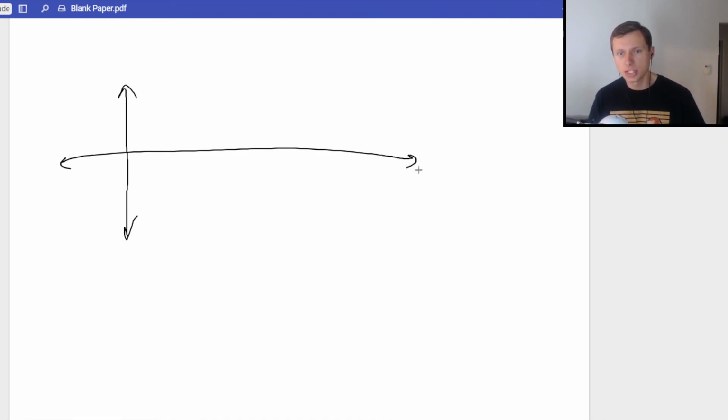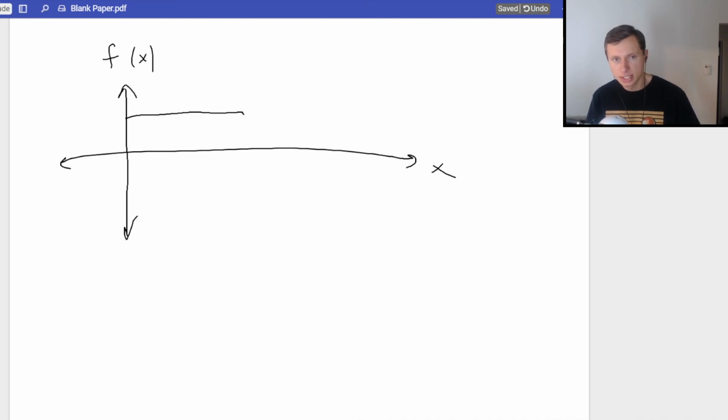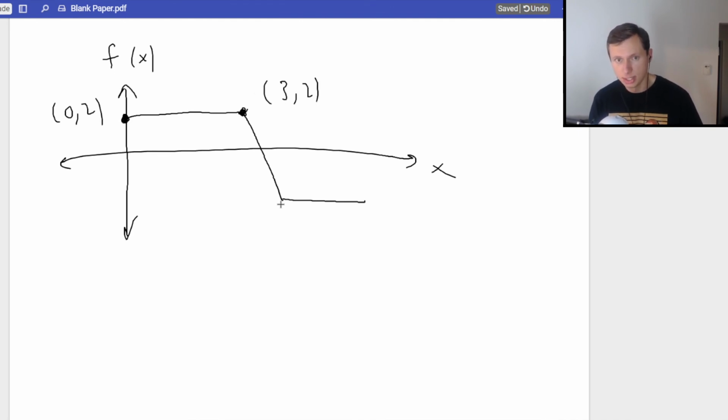So I have another set of coordinate axes here, x and f of x, just like this. I have the following shape. I'm going to draw it. Okay, it looks like this. Now, instead of giving you the x values where stuff is happening, I'm just going to give you the coordinate points. Over here, all the way on the left, is the point 0, 2. At this elbow right here, that's the point 3, 2. Down here, at that point, that's the point 5, -2. And then at the very end, I'm going to give you the point 7, -2.